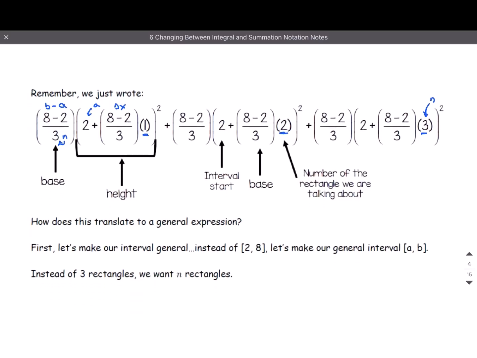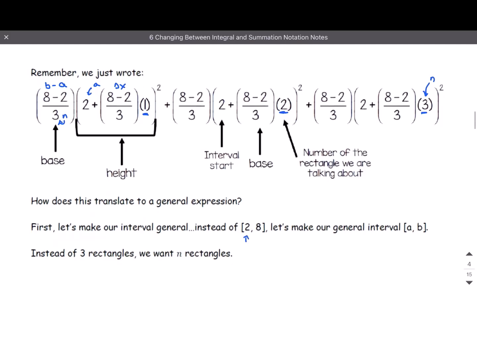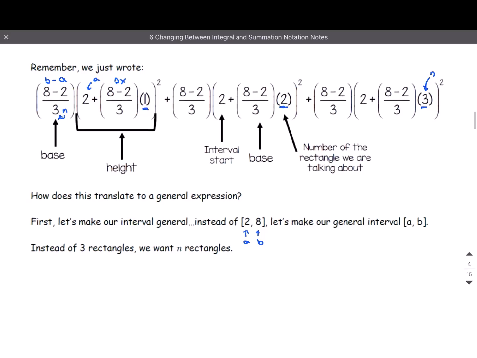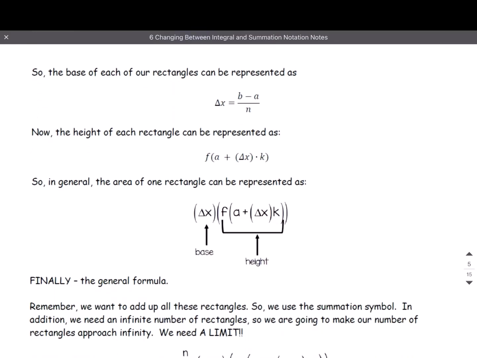So how does this translate to a general expression? First, remember that the 2 is our a, the 8 is our b. Okay, and instead of 3 rectangles, we're going to use n rectangles. So here we go. We know that delta x is b minus a over n. That's a rule we already know. Now the height of each rectangle can be represented as f of a plus delta x times k.